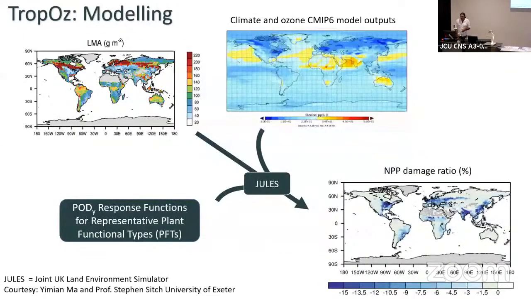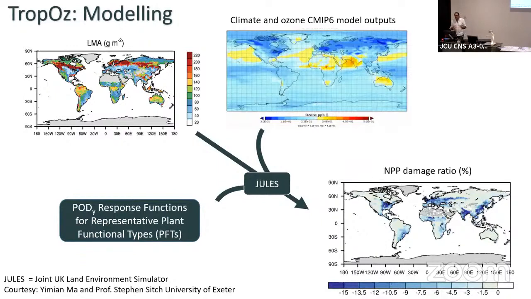Now, this is where I'd like to just touch upon the modeling. This is something that, as I said, is being conducted at the University of Exeter in the UK. So Professor Stephen Sitch is obviously the lead there, but there's also a new postdoc, Yimian, who will be joining here in April. And she's going to be taking the information and the response functions that we are developing here on the empirical side and combining that with predictions of climate and ozone scenarios going forward and trying to better parameterize JULES. JULES, as I said, is the Joint UK Land Environment Simulator. And that's the sort of modeling framework that we've been using.